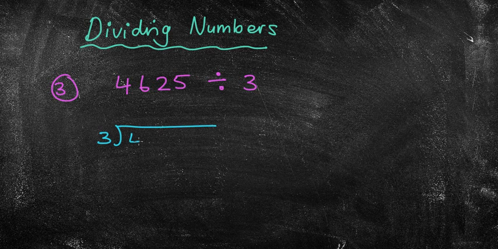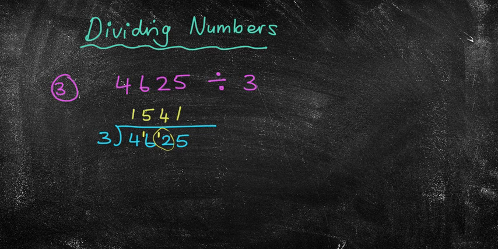Put it into my divisional signs. Okay, I'm going to be doing our short division again. So how many 3s go into 4? Well, this time it goes in once with 1 left over. How many 3s go into 16? Well, 3 times 5 is 15. Again, we've got 1 left over. How many 3s go into 12? Well, it goes in exactly 4 times. Nothing left over. How many 3s go into 5? Well, I have 1, but now I've got 2 left over.